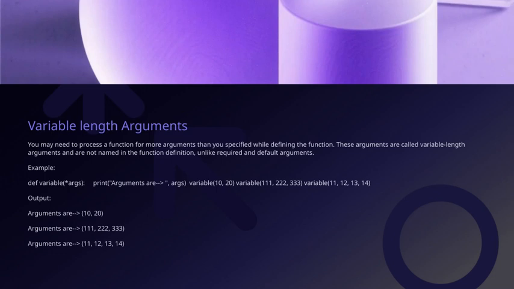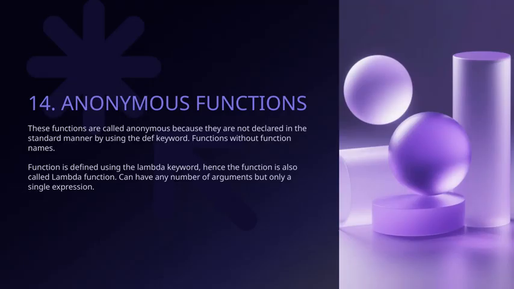The key takeaway here is that variable length arguments give your functions great flexibility, especially when dealing with unpredictable input sizes. They help you write more adaptable and reusable code, which ties into our overall theme of writing efficient, dynamic programs. Now let's talk about anonymous functions, which are often called lambda functions.